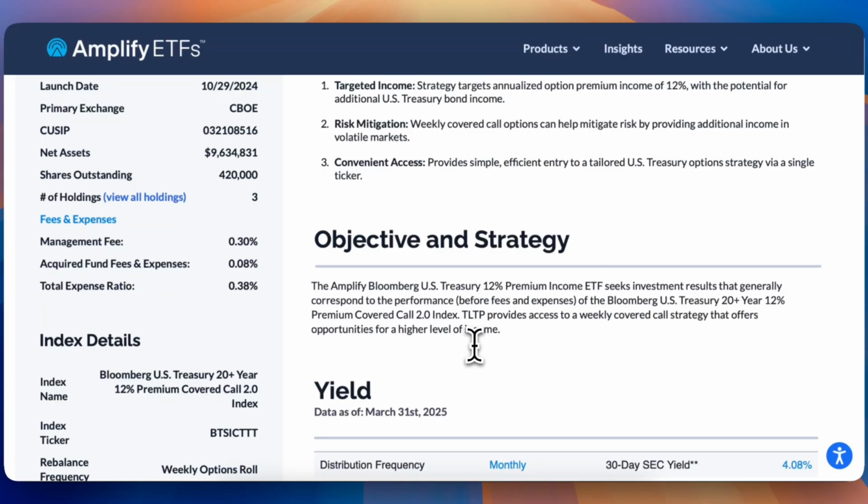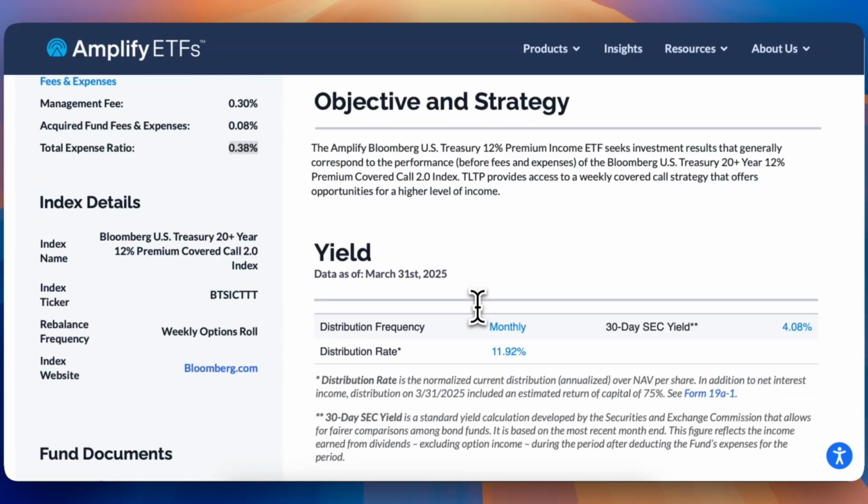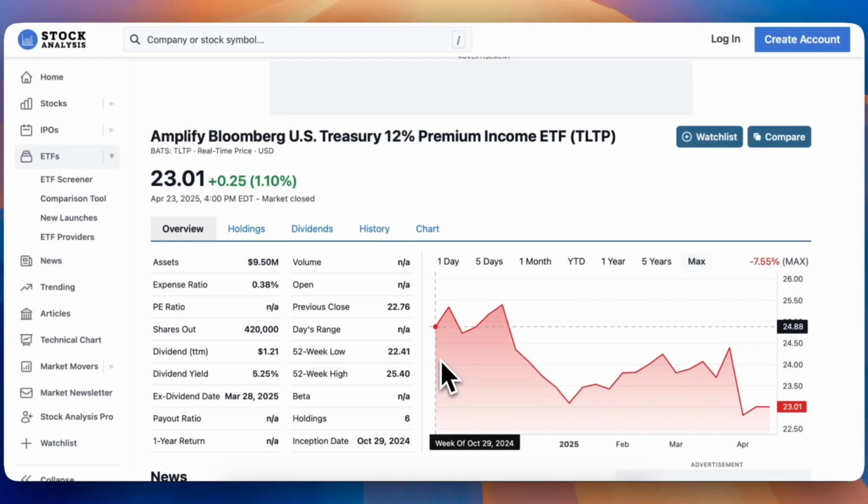income. And because this is an actively managed ETF, we're going to be paying an expense ratio of 0.38%. And of course, because it's employing the option strategy, we're going to be having a distribution rate of around 12%. And that is going to be paid out monthly. All these ETFs are going to be paying out monthly, and this is pretty good for people who are looking for some additional income. But keep in mind that TLTP is a fairly new ETF. It was just released in October of 2024, and the share price, it has been depreciating about 7.55%.